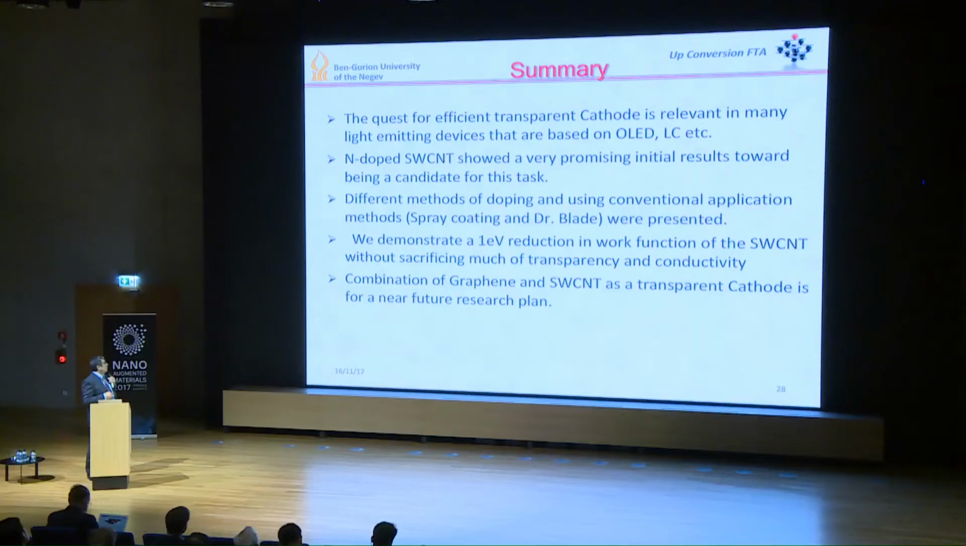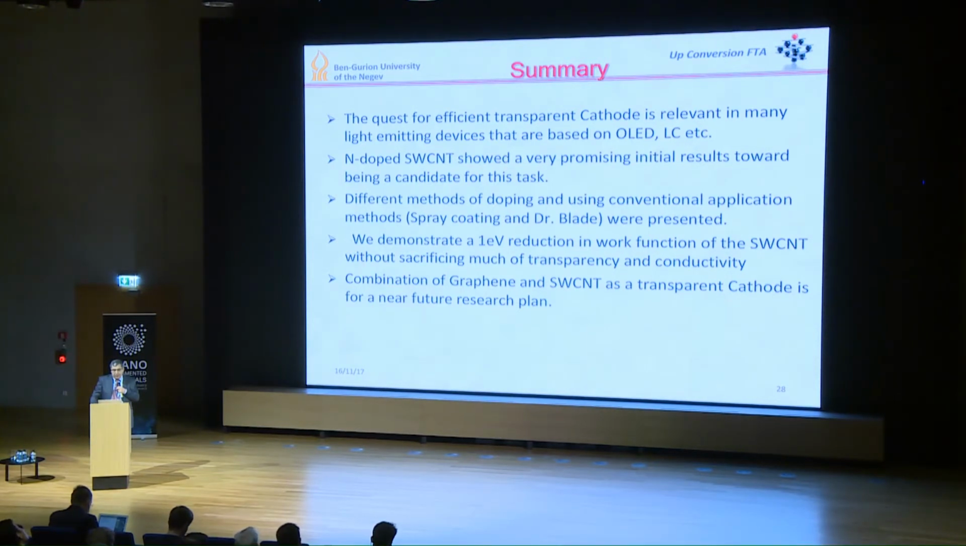So in conclusion, the quest for an efficient transparent cathode is relevant in many light-emitting devices. I just showed only one example. In order to do it, besides having good transparency and good lateral conductivity, we need to reduce the work function in order to get an efficient device.